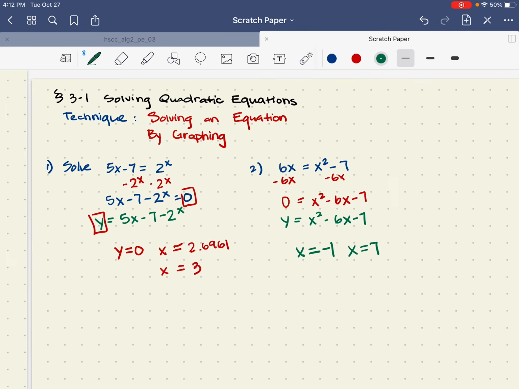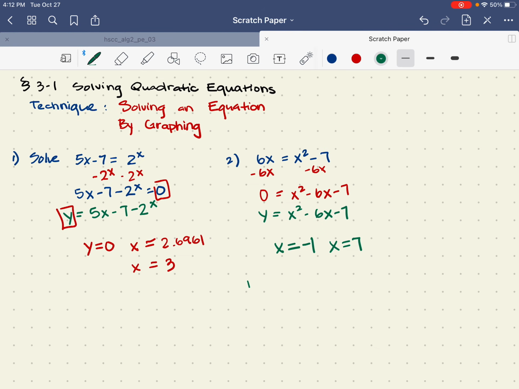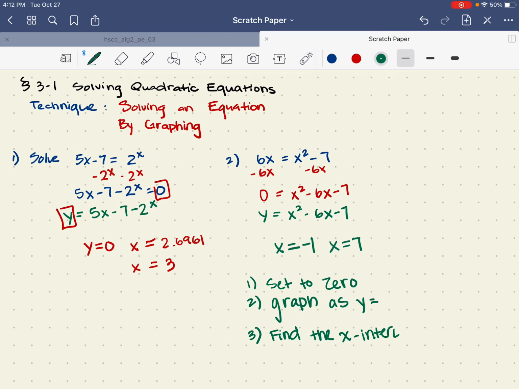So to recap briefly what we did, number one, the first step, set to 0. Second step, number 2, graph as y equals. Step number 3, find the x-intercepts. Translation, where y is 0, where y equals 0. And that's it.